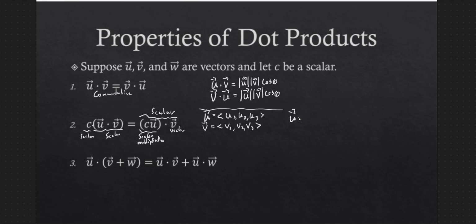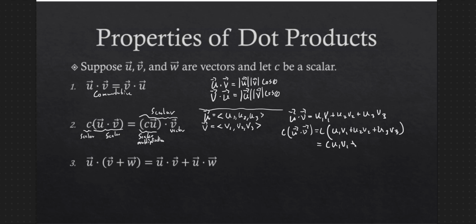So u dot v, we know, is u1 times v1 plus u2 times v2 plus u3 times v3. And if I take c, this real number, and multiply it by that, then c times u dot v is c times this whole expression. And I can bring that c through to each one of these. So now I'm using the distributive property of real number multiplication: c times u1 v1 plus c times u2 v2 plus c times u3 v3.